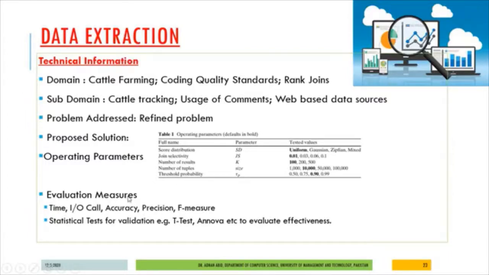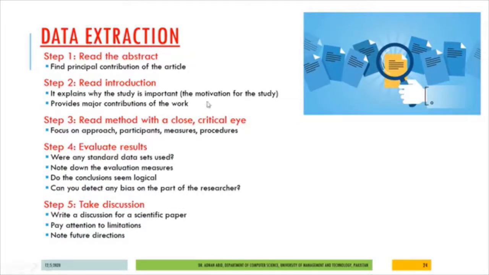And then we have evaluation measures like time and IO calls. For classification problems, we have accuracy, precision, and F measures. In the computer science education domain, we have statistical tests for validation like t-test and ANOVA, and we see by the factors that we achieve whether or not the proposed approach was influential enough on the control group, that they performed better or not.